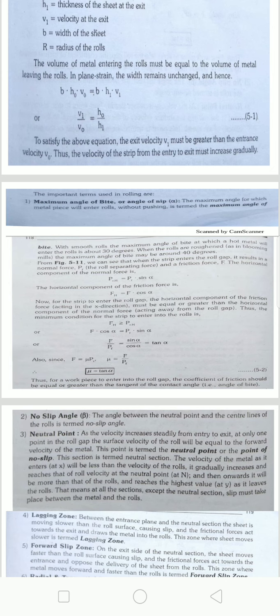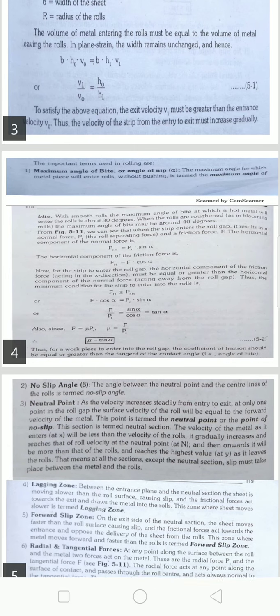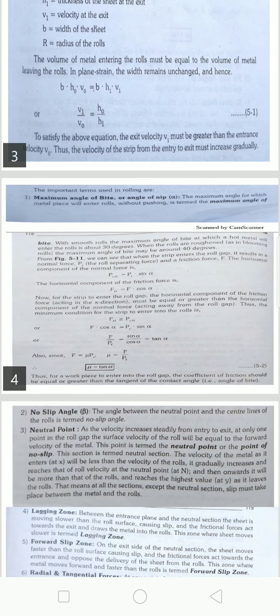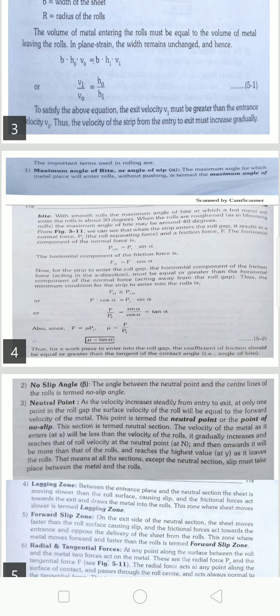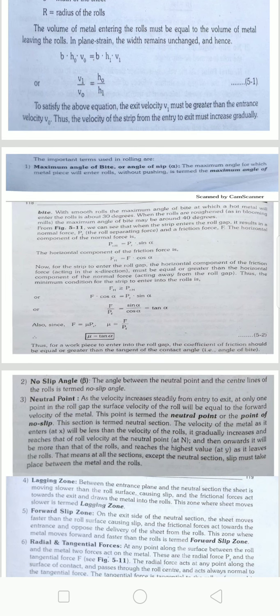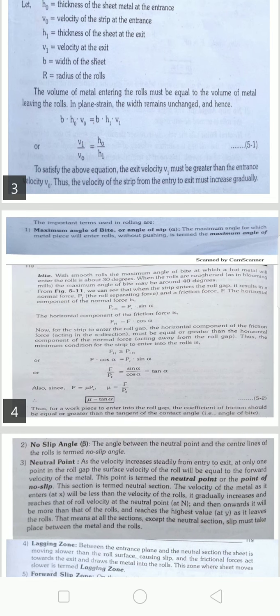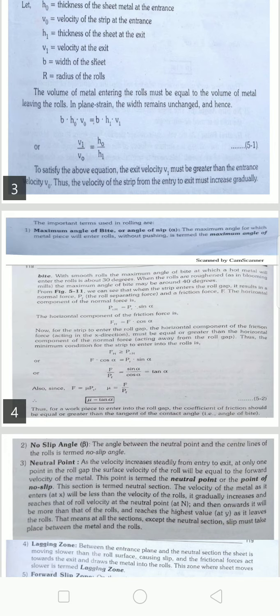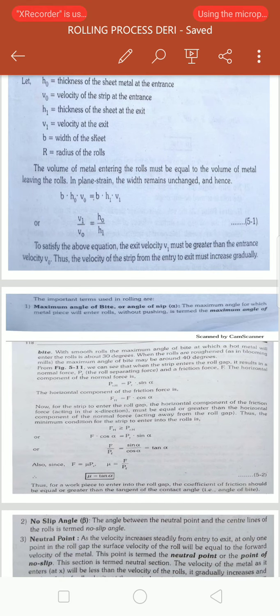The velocity of the metal as it enters at x will be less than the velocity of the rolls. It gradually increases and reaches the roll velocity at the neutral point n, and from then onwards it will be more than that of the rolls and reaches the highest value at y, as it leaves the roll. This means that at all the sections except the neutral section, slip must take place between the metal and the rolls, as clearly shown in the beginning figure.